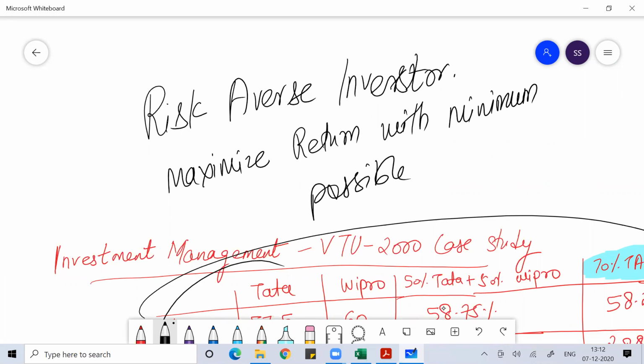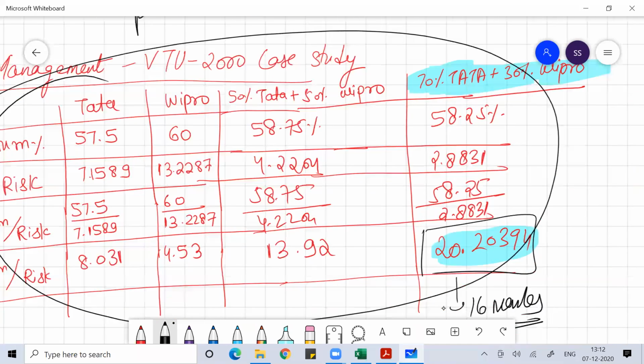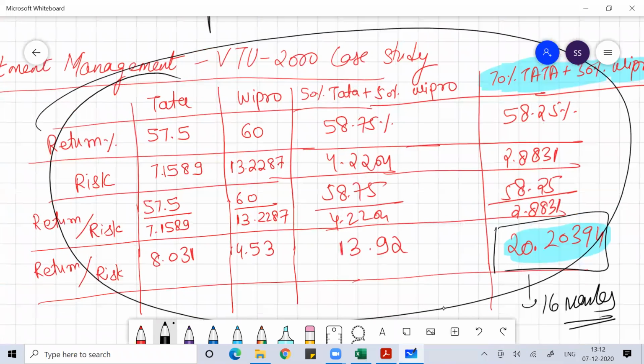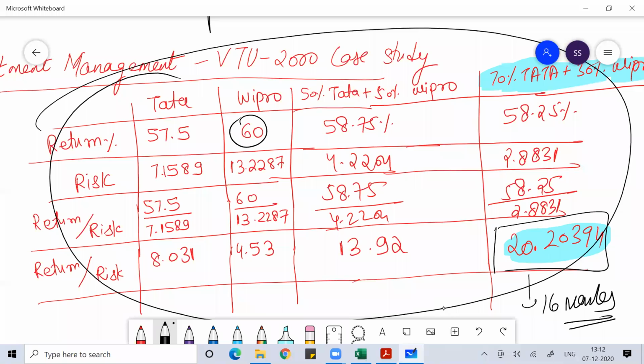So we'll go with the option which is giving us the maximum return with the minimum amount of risk. Out of the four options, if I look at the return way, then I should go with this option. But if you see the risk return trade-off, for one unit of risk you are getting only 4 units of return here, but here, if you take 1 unit of risk, you are getting 20 units of return. Definitely, you should go with option 4.